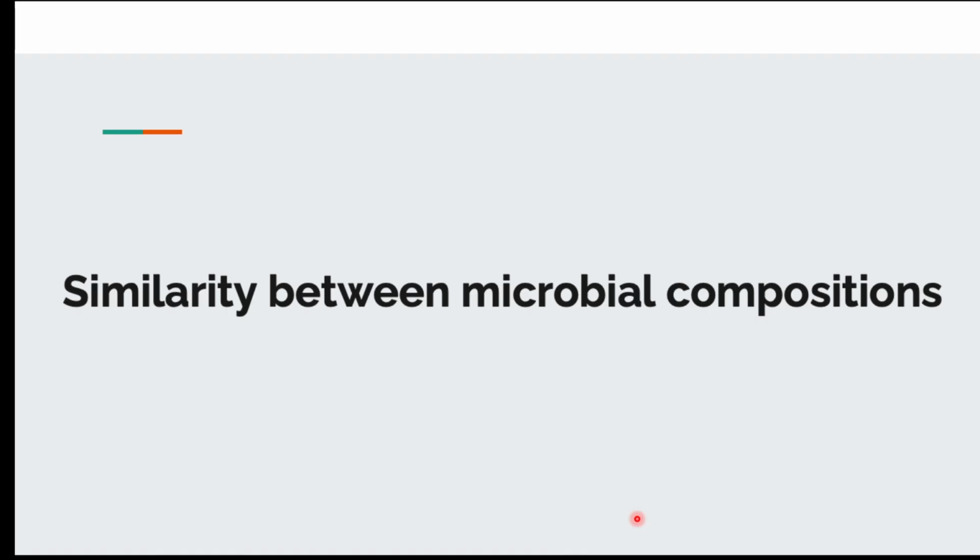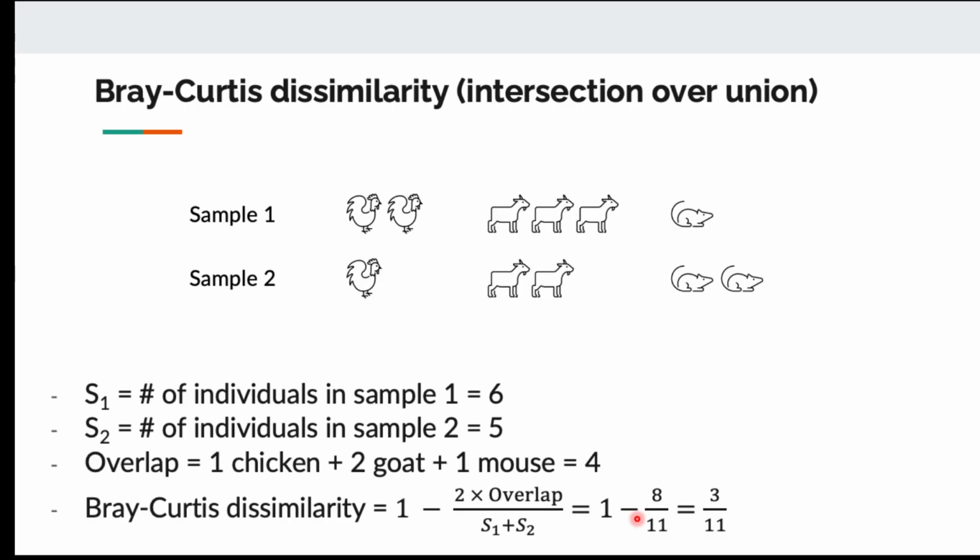Okay. Another tool that you need is how you can compare two metagenomic samples. How can you say that the gut microbiome from patient number 1 is similar to the gut microbiome from patient number 2? The simplest metric is called the Bray-Curtis dissimilarity. Some of you might have seen this before, and some of you might have seen this concept under a different name.